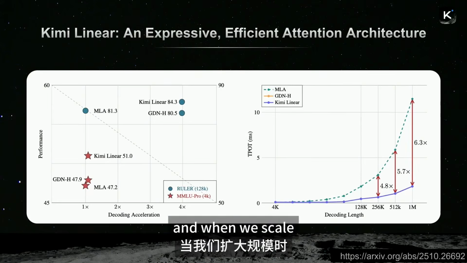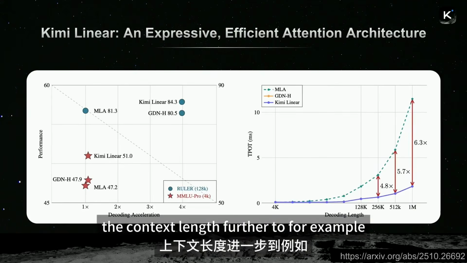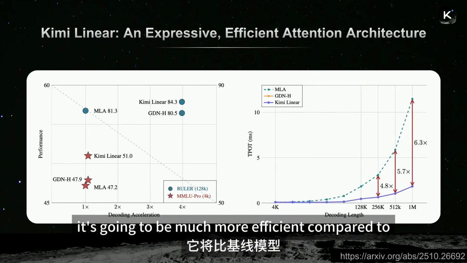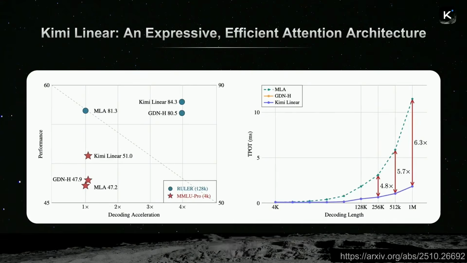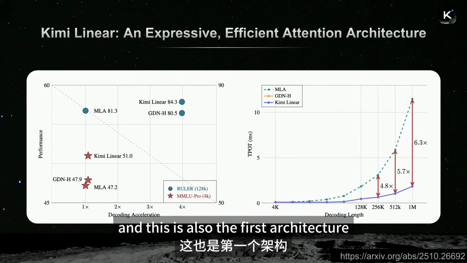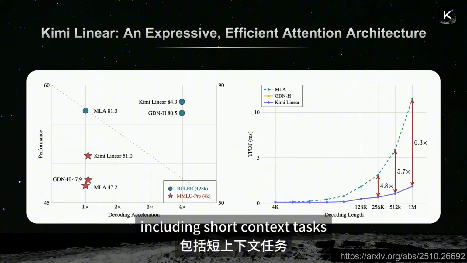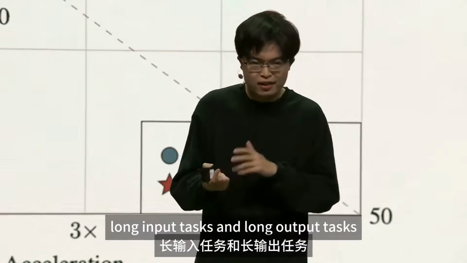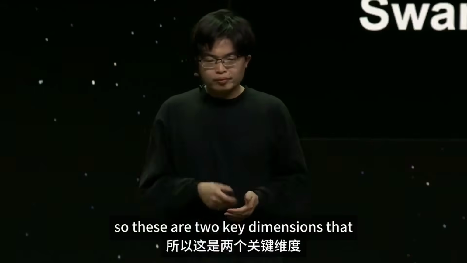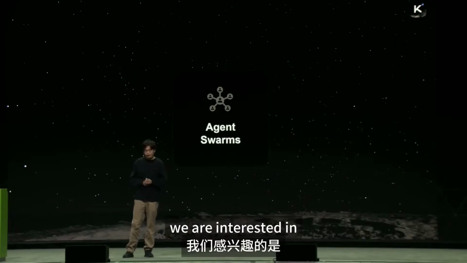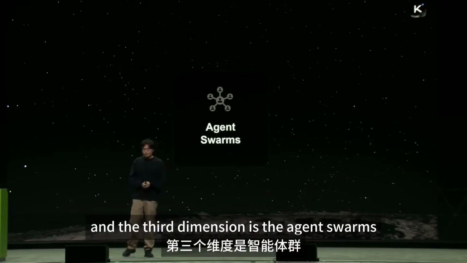And when we scale the context length further to, for example, 1 million tokens or even longer, it's going to be much more efficient compared to the baselines. This is also the first architecture that can outperform full attention across the board, including short context tasks, long input tasks, and long output tasks. So these are two key dimensions that we are interested in. And the third dimension is the agent swarms.